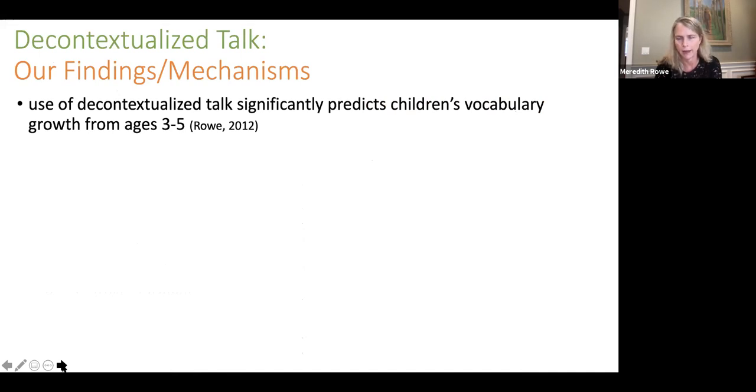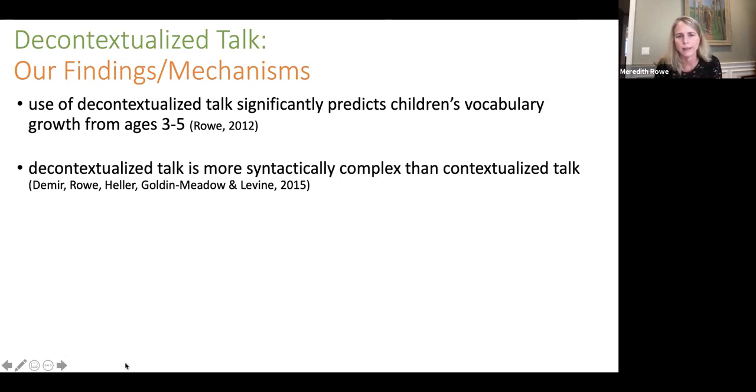And that's true in many studies, and it's true controlling for the amount of parent talk, right? So we're controlling for the contextualized talk. It's not just that parents that do more of this talk more. It's actually that this type of talk seems to be driving effects.